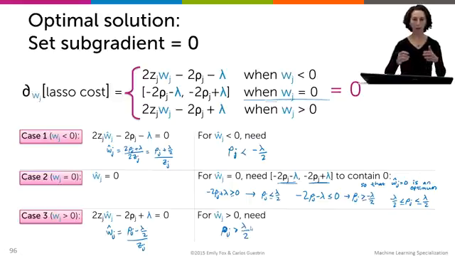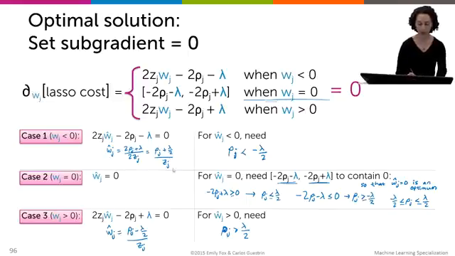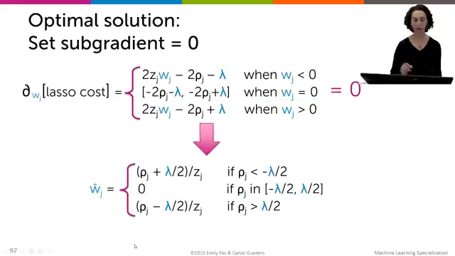So let me just talk through this in the other direction now that we've done the derivation, which is saying if rho j is less than minus lambda over 2, then we'll set W hat j as follows. If rho j is in this interval, we'll set W hat j equal to 0. And if rho j is greater than lambda over 2, we're going to set W hat j as this third case. Okay, so this slide just summarizes what I just said. So this is our optimal 1D optimization for this lasso objective.